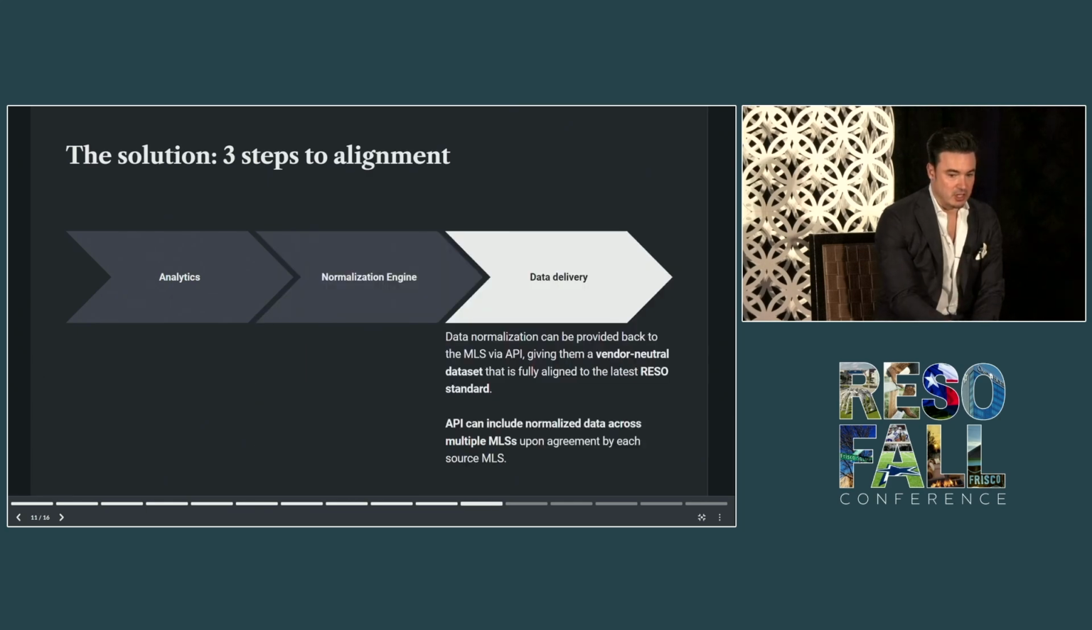And third, you need an API to deliver back this data. Ideally, you can use this data to generate a backup. You can use this data to feed information to vendors. And this should be a neutral vendor feed that you can use and claim sovereignty over your own data through this system.